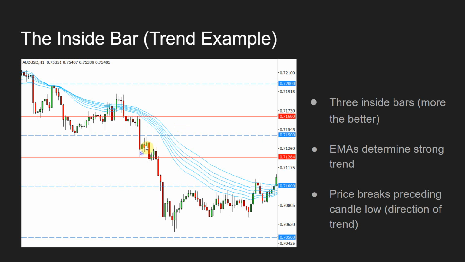So we've got 1, 2, 3 bars that are inside bars. Then we've got the EMAs pointing downwards, fanning and expanding apart, giving us determination of the strong trend. Then what we've got here, we have drawn two lines, one at the high and one at the low of this massive range bar here. And what we're looking to do now is wait for price to break one of those levels.